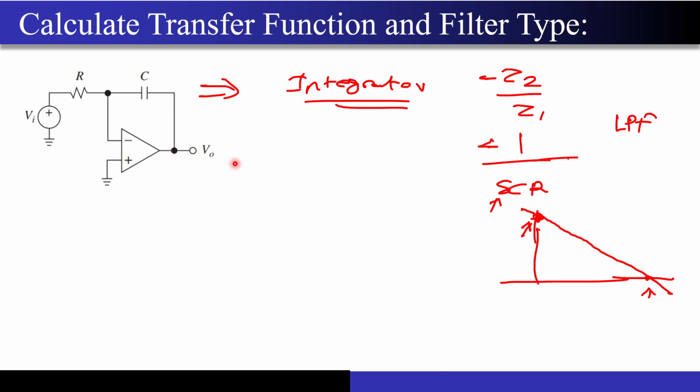Yeah, correct. And similarly, again, the similar exercise you can do. You will be able to find that the transfer function will be nothing but 1 upon SCR. And for this particular thing, at very low frequencies, you are going to get a very high gain. Correct?